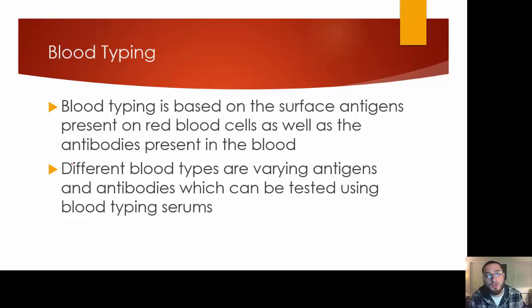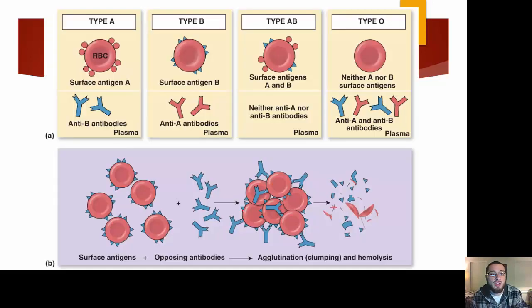Blood typing is based on the surface antigens, these proteins that are in the blood, on our red blood cells, as well as the antibodies present in the blood. Different blood types have varying antigens and antibodies which can be tested using blood typing serums. So if you have donated blood before, that's what they do. They are using these blood typing serums, and they're finding out what your surface antigens on your blood are, and that's how they distinguish between if you're A positive, B negative, O positive, whatever it may be. So here is an example.